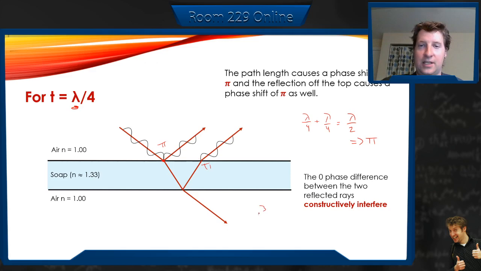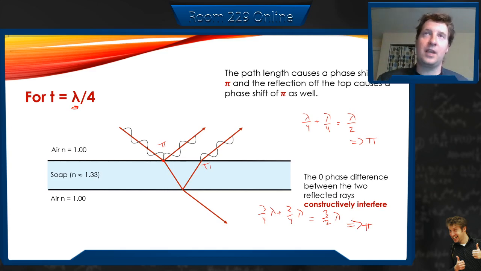Because let's say, let's write 3/4 lambda plus 3/4 lambda. That's going to give us 3/2 lambda, right? So that's going to be a full wavelength and then another half. So this is again going to cause a phase change of pi. So again, any of these odd multiples of quarters is going to cause constructive interference.